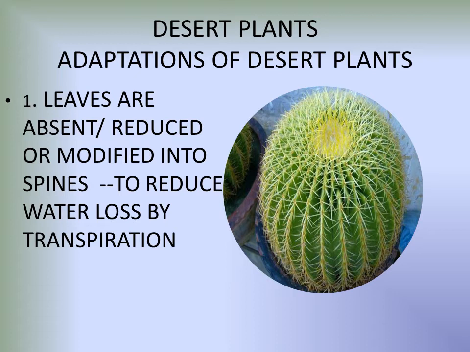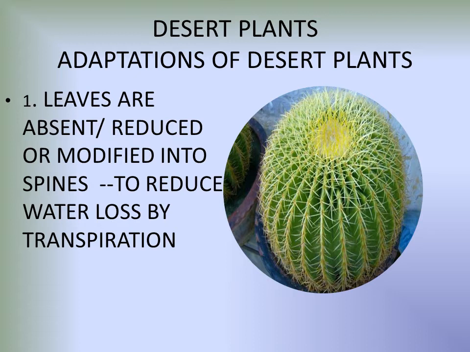Similarly, in forests we have broad leaves. Why broad leaves? Because forest habitats are mostly rainforest, where rainfall occurs in a very huge amount. So to lose excess water, they have broad leaves, and they don't have spines.